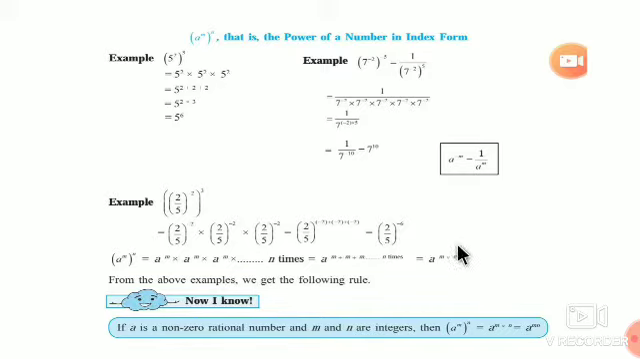What is the formula given here? A raised to the m into n. This is the formula. A raised to the m whole raised to the power n is equal to a raised to m multiplied by n is equal to a raised to the power mn.